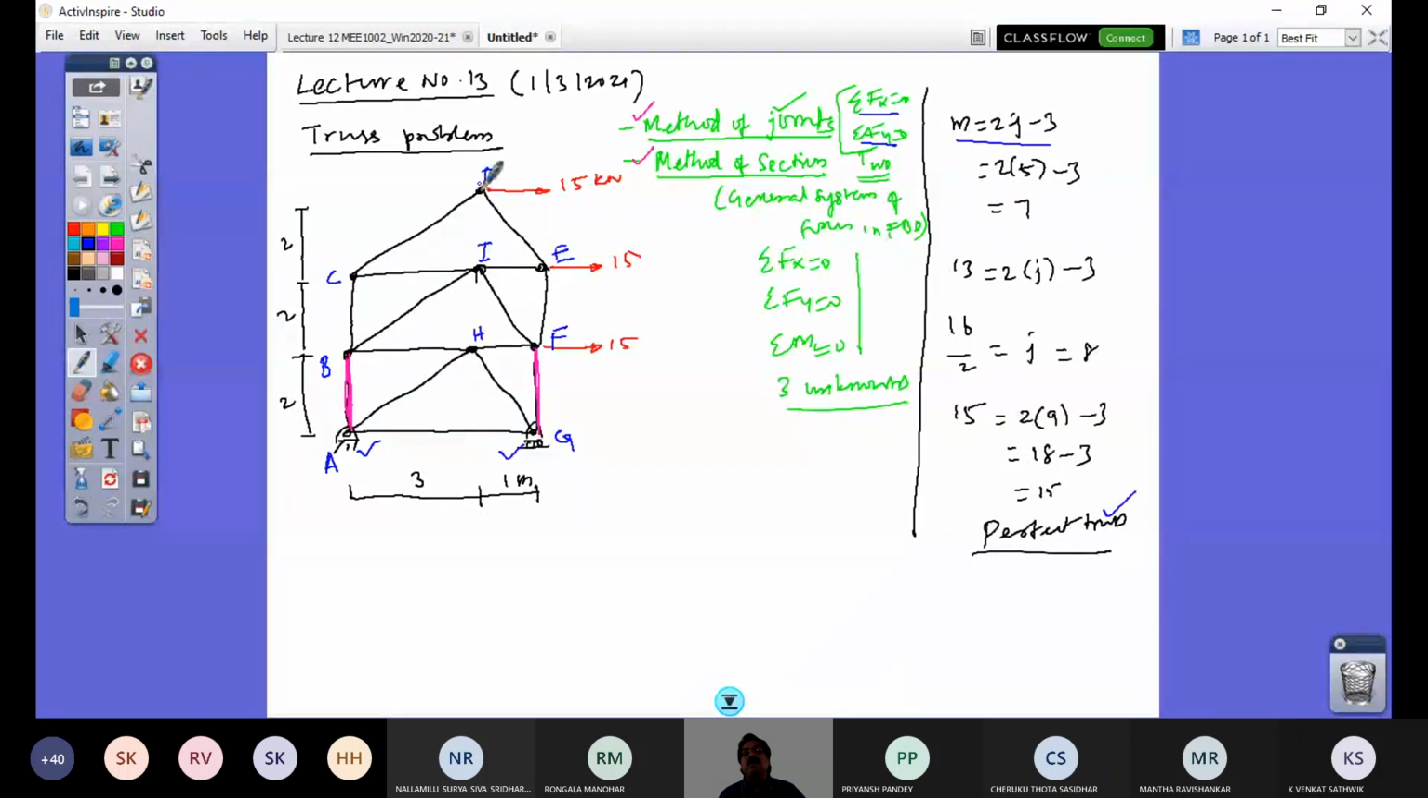Like that, if I start from joint B, then joint C, then joint E, then I will come to joint I, then I will come to the joint here. By then I will have consumed a lot of time, and in the meanwhile you may also make some mistake, and that will lead to a wrong answer. In such cases, you would appreciate that the application of the method of sections is very, very viable and recommended.